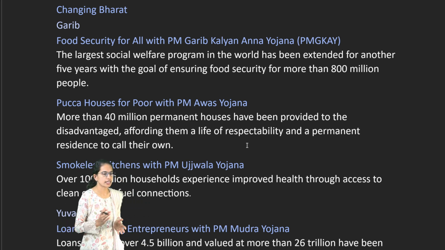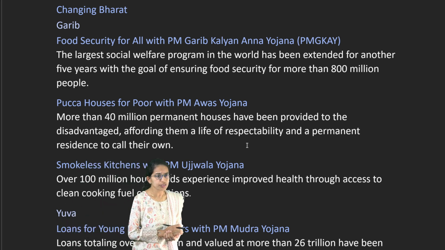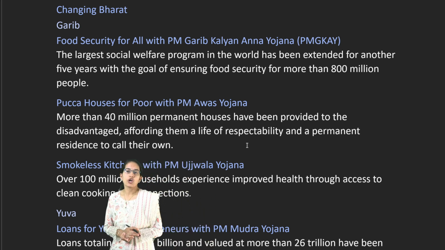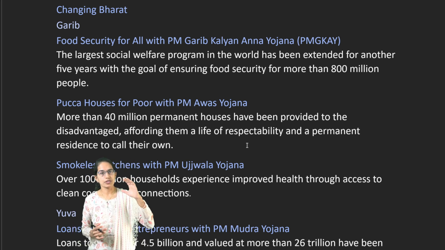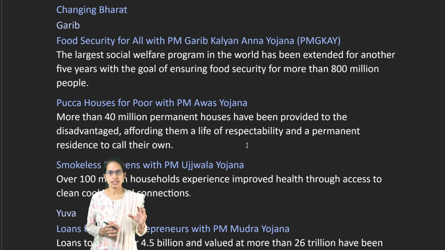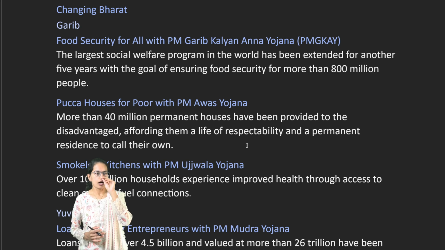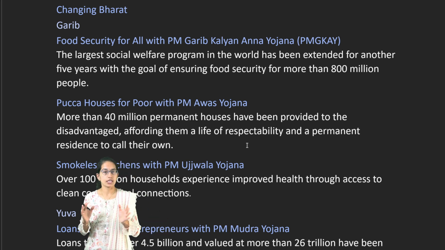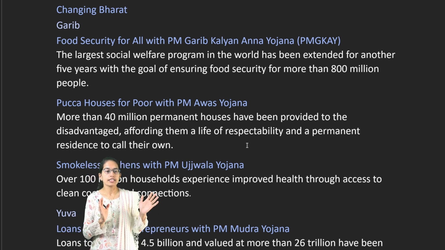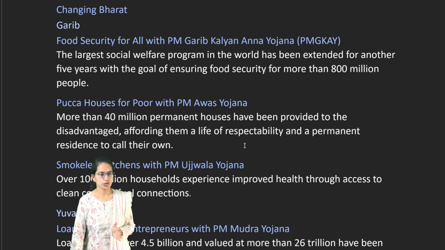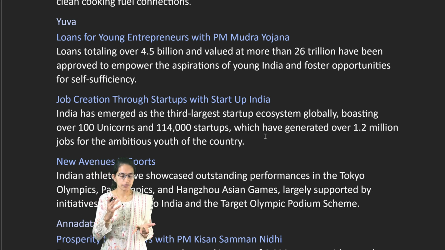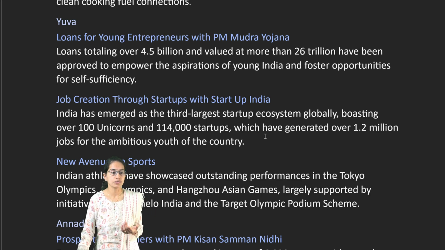Now the last thing that we would be discussing incorporates the changing or the reforming India. Now this talks about a few of the segments under which schemes have been released. For example, for poverty, food security through the Garib Kalyan Anna Yojana, pakka houses under the PM Awas Yojana, then smokeless kitchens under the PM Ujjwala Yojana. For the youth, it is the Mudra scheme, startup scheme, avenues for sports, Khelo India, Paralympics, Olympics, Asian Games.